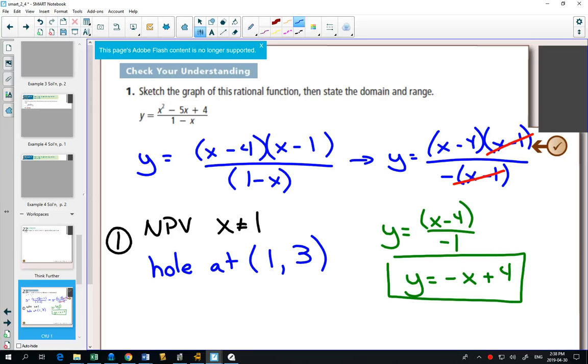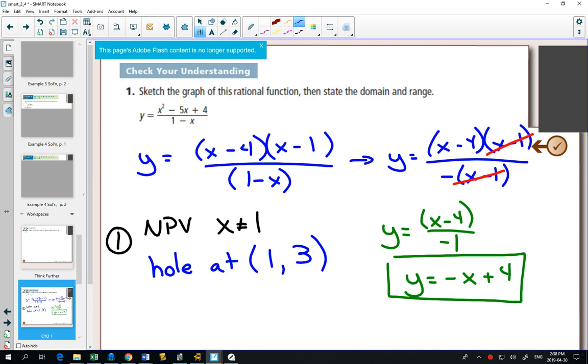Where did I get the 1 from? Because our non-permissible value was 1. Okay? So because our non-permissible value is 1, at 1, we're either going to have a hole or a vertical asymptote. So the decision is, how do we know it's a hole at 1? It's because that factor canceled out. And then to figure out the 3, you plug the 1 into this new green equation after it's simplified and say, what happens when I plug in 1? I would get y equals 3. And so that's the place of the hole.